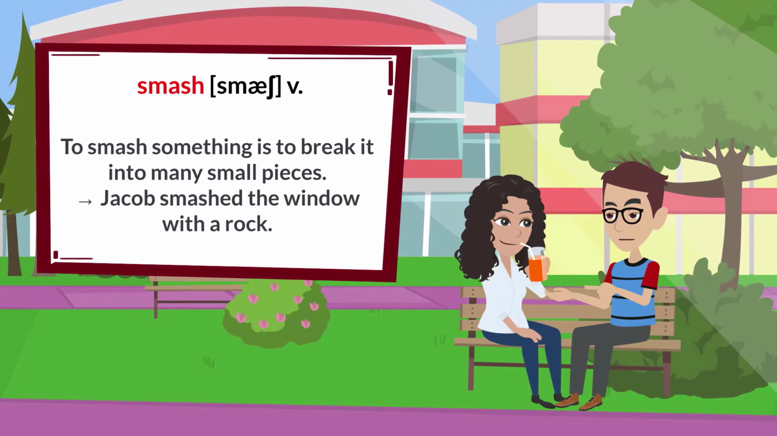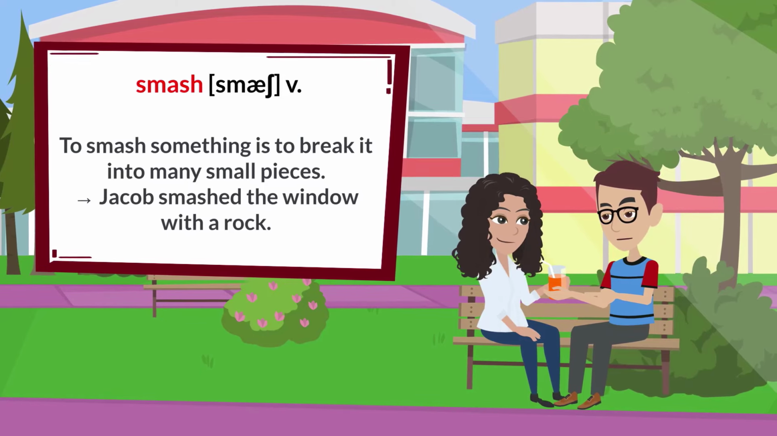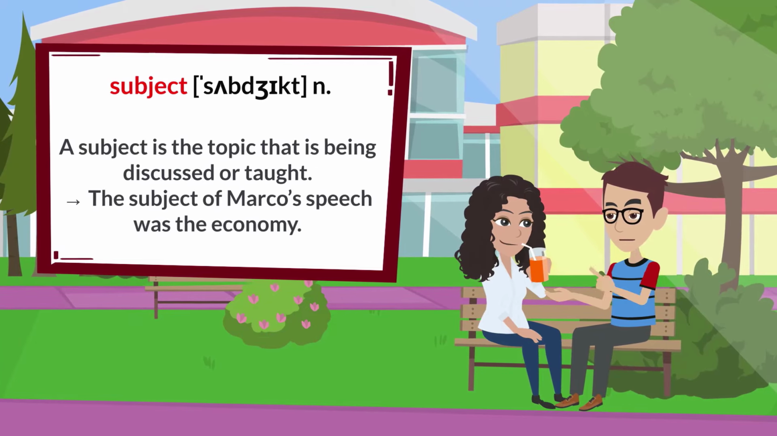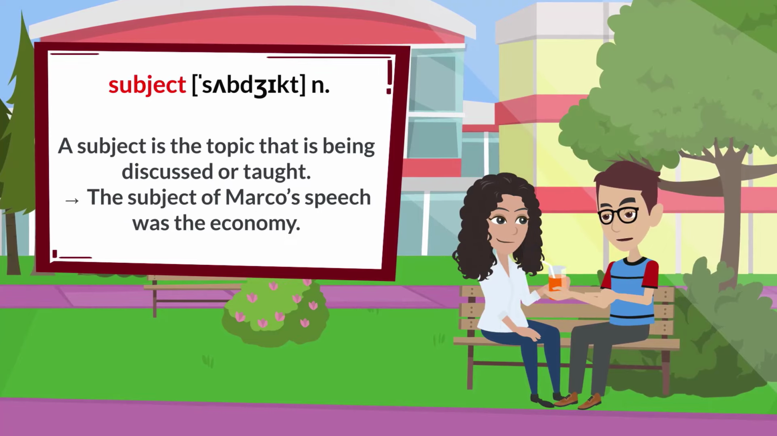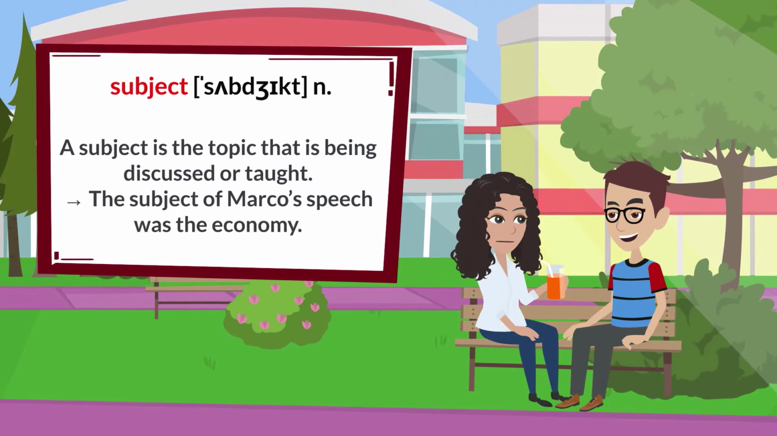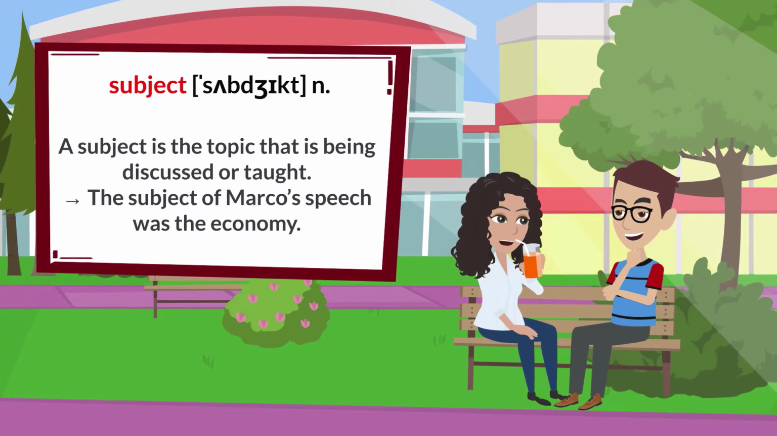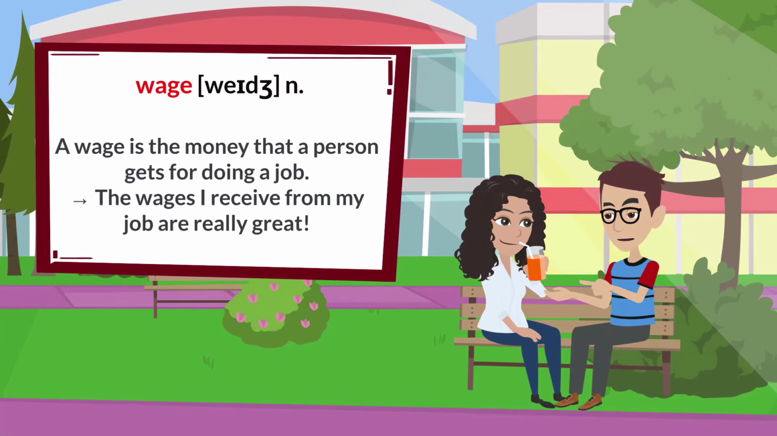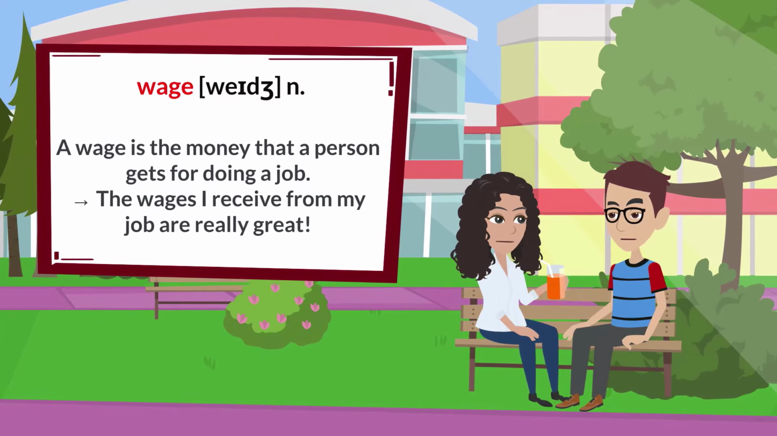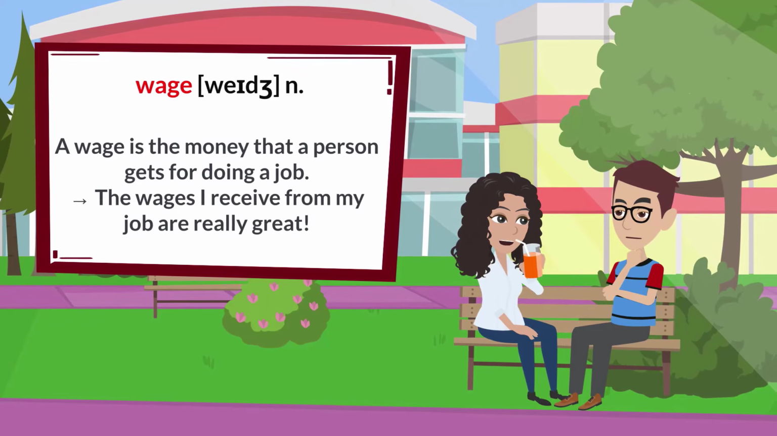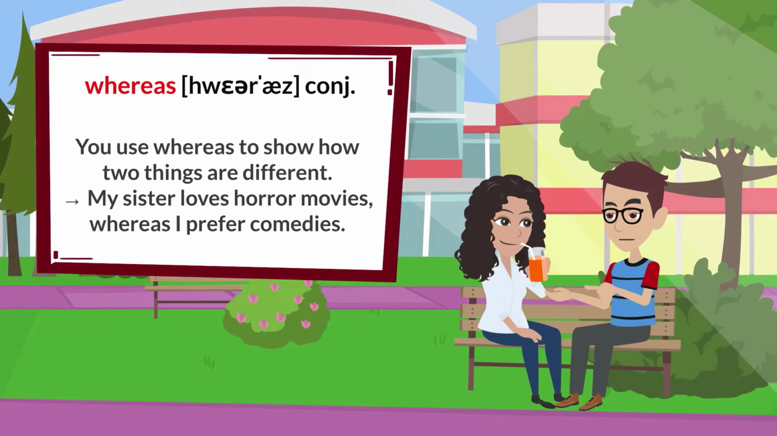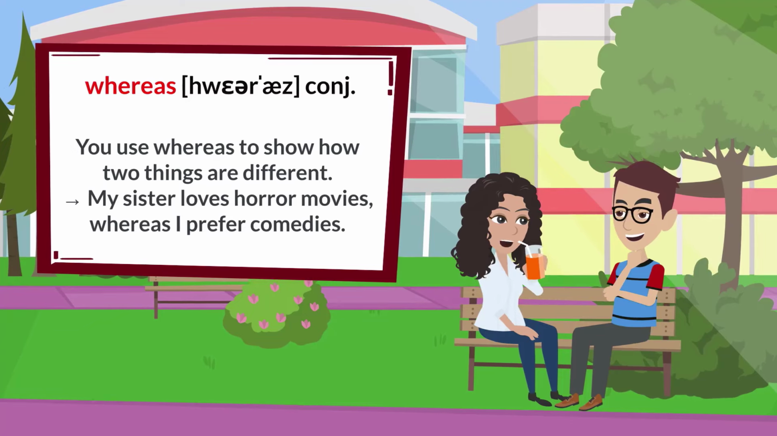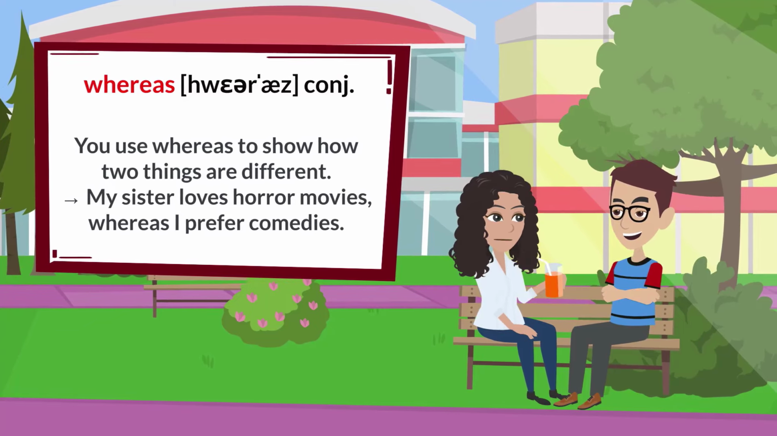Smash. To smash something is to break it into many small pieces. Jacob smashed the window with a rock. Subject. To subject someone to something means to force them to do or experience it. The officers subjected everyone to a careful search before they left the plane. Wage. A wage is the money that a person gets for doing a job. The wages I receive from my job are really great. Whereas. You use whereas to show how two things are different. My sister loves horror movies, whereas I prefer comedies.